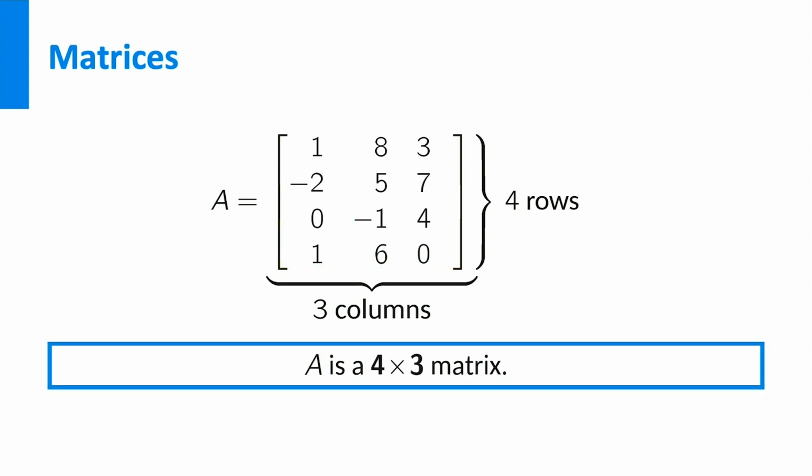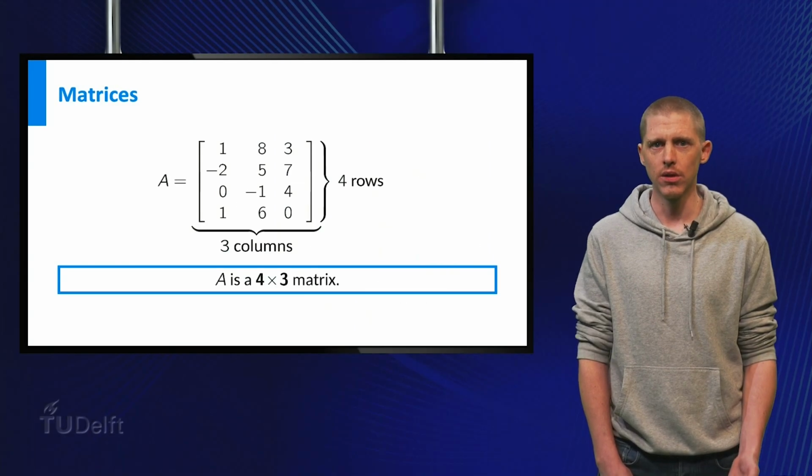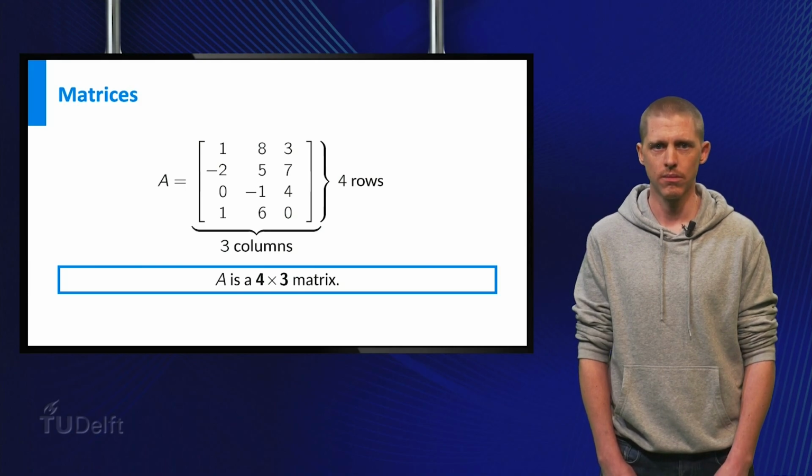To denote that this matrix has 4 rows and 3 columns, we often say that A is 4 by 3 and write this as 4 cross 3. Note that we always write the number of rows first and the number of columns second.